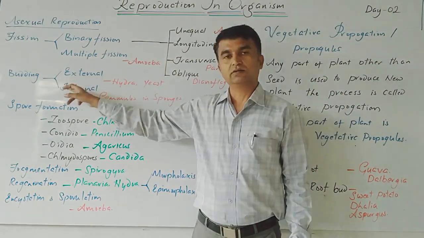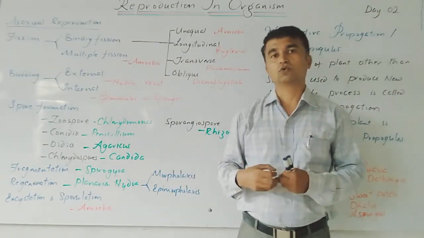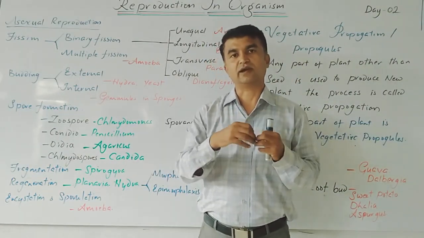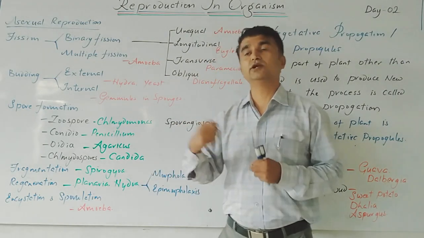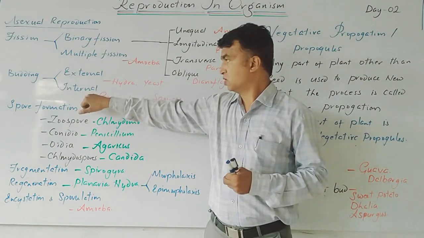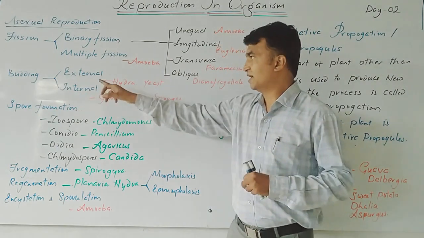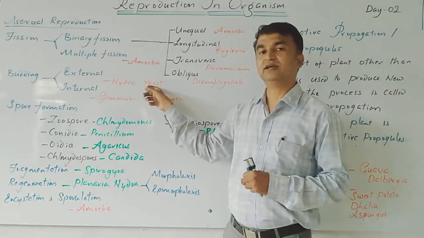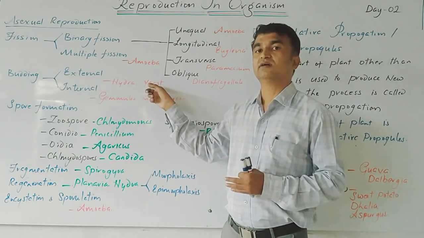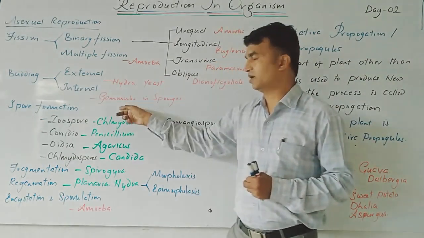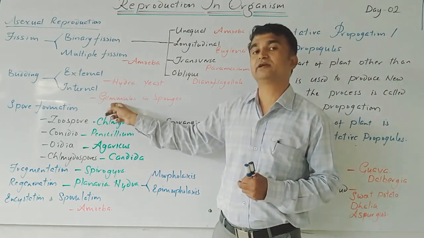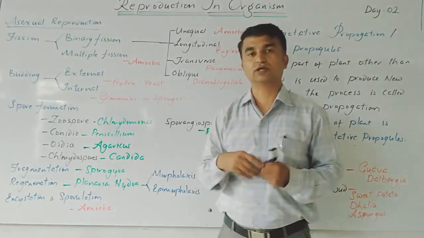Next one is budding. Budding means a small outgrowth or protrusion developed from the mother body. Initially it is attached to the mother, then it detaches and develops individually. Budding is either external, exogenous, or internal, endogenous. External budding is seen in Hydra and yeast. The figure of budding is given inside the textbook. Internal budding is seen in sponges, where gemmules are found. These are the internal buds. So budding is also a division.